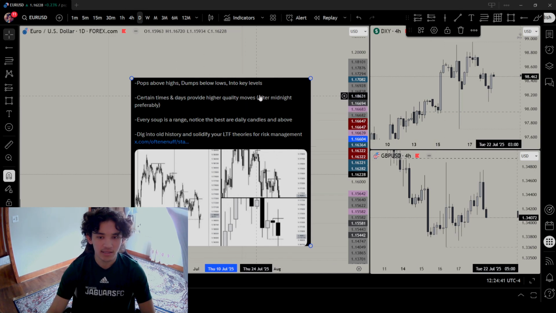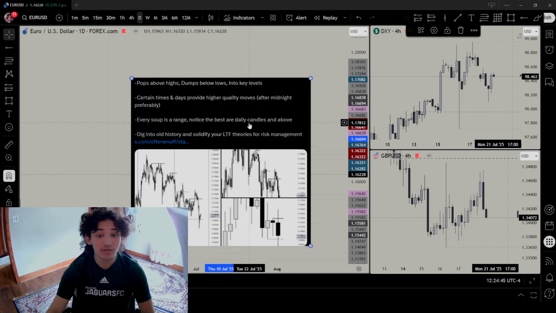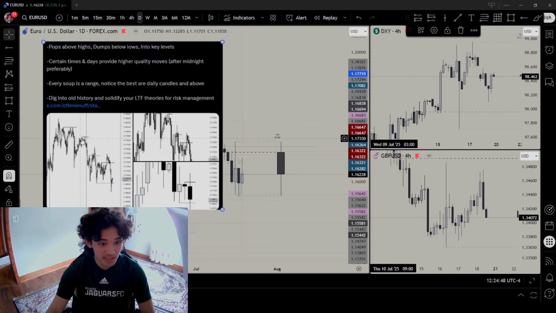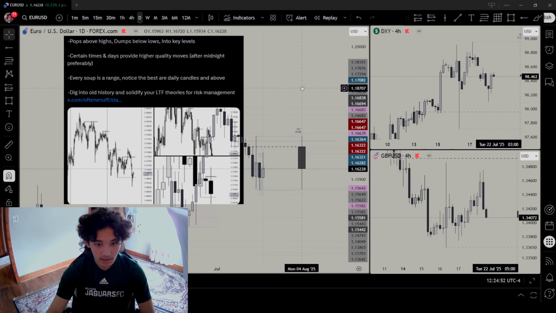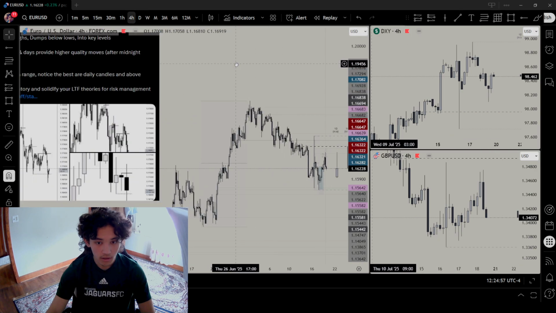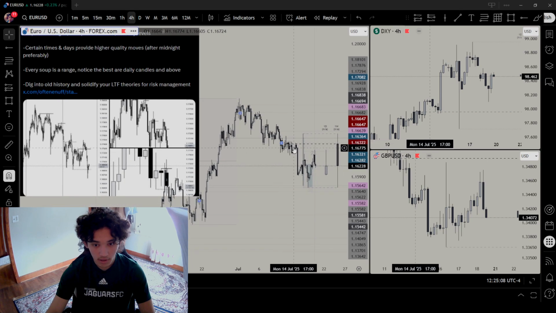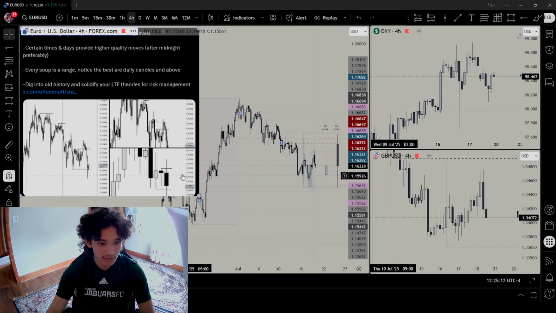For me, this is a little different in my experience. Every soup is arranged. Notice the best ones are daily candles and above. Right, these specific highs, they're daily candle highs right up here. They're daily candle highs, or time frame. These highs are specifically daily highs right up here. Daily high. And on this one, daily high. Daily high. Boom. Right?